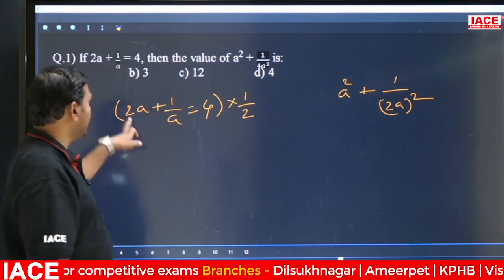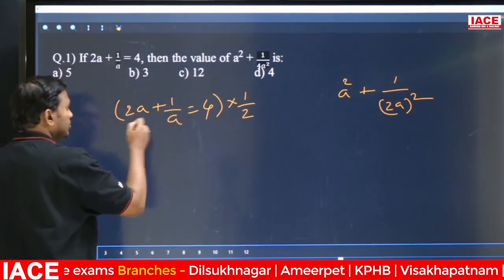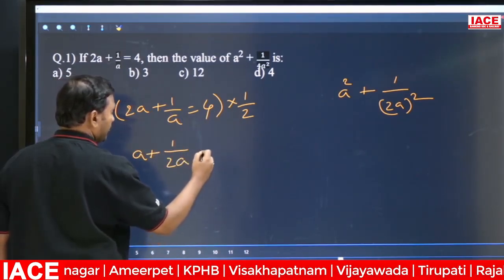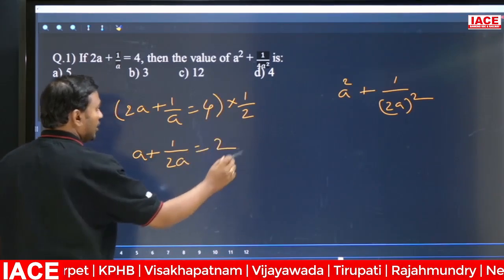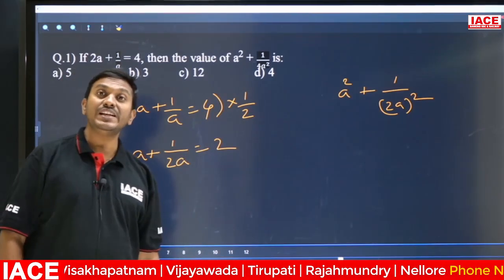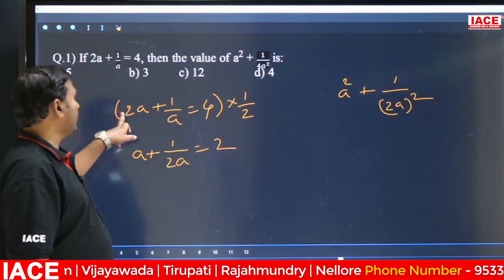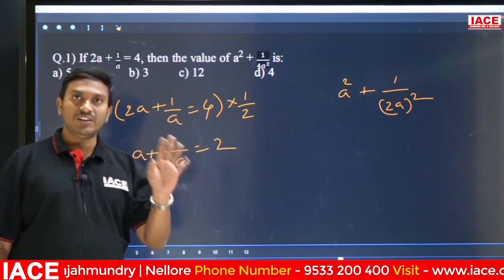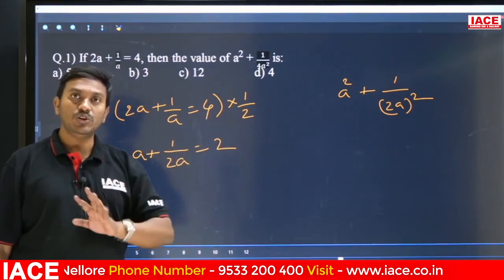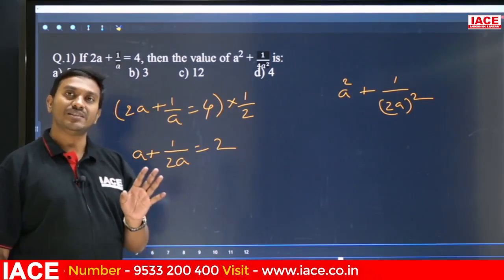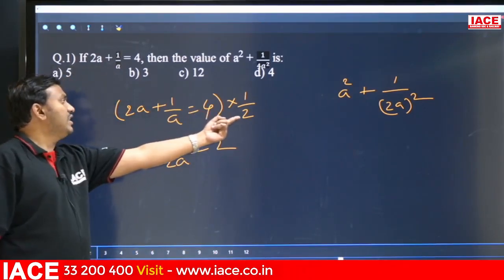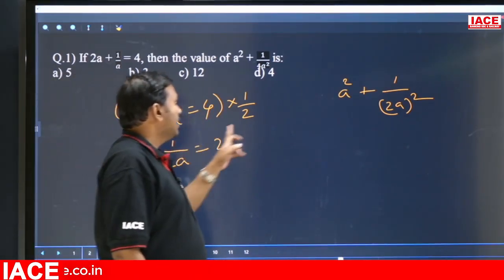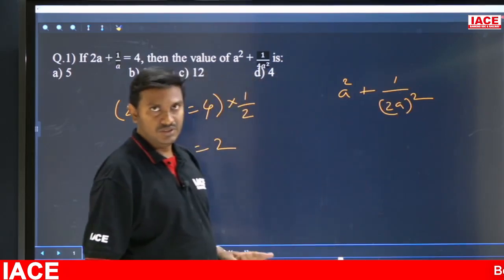Divide with 2, and automatically this 2 will go. Just see, 2 cancels, and what will come? A plus 1 by 2a. On the right side, 4 divided by 2 is 2. Now whether it is changed or not. So anytime a reciprocal is there, whatever you want, you multiply, and whatever you don't want, you divide. Automatically you will get the required equation. So I am dividing with 2. What will come? A plus 1 by 2a equal to 2.